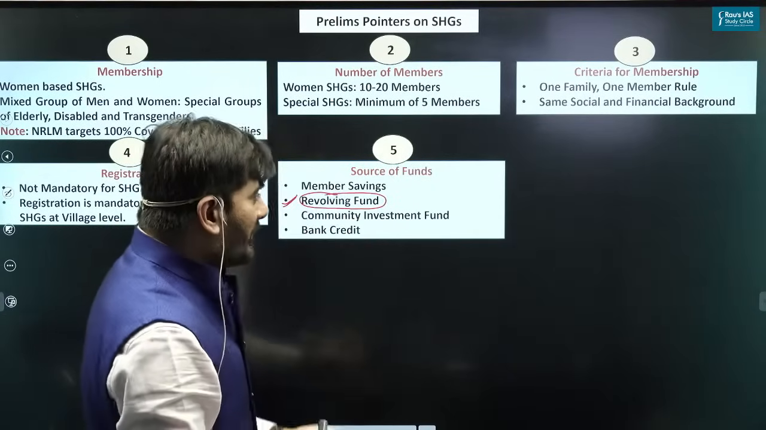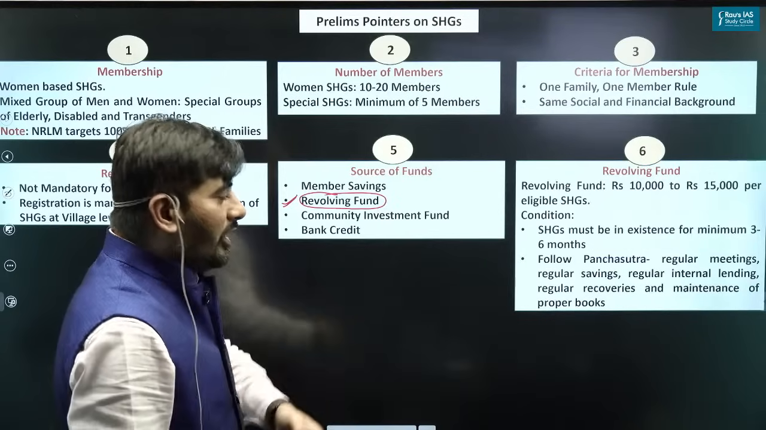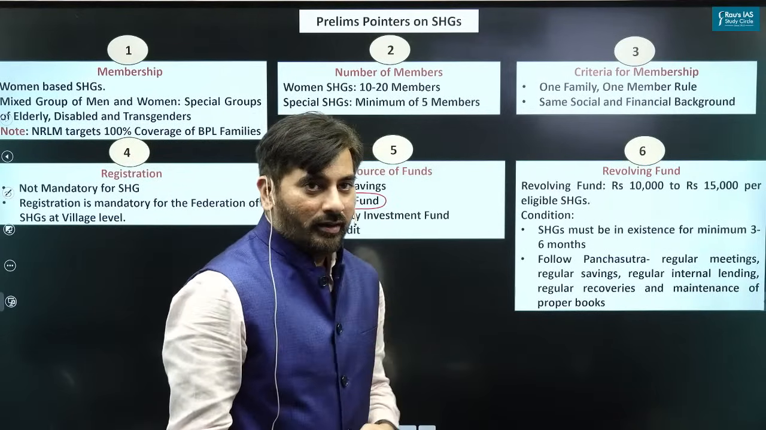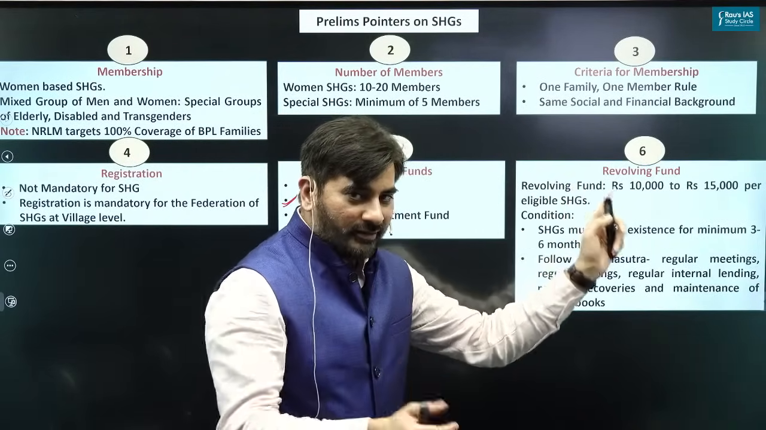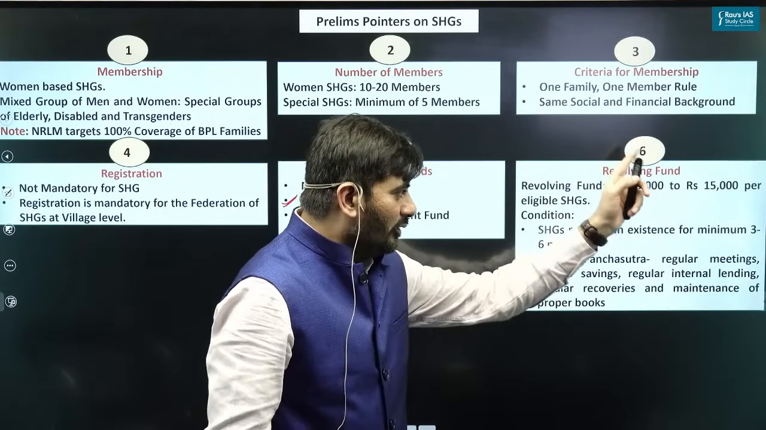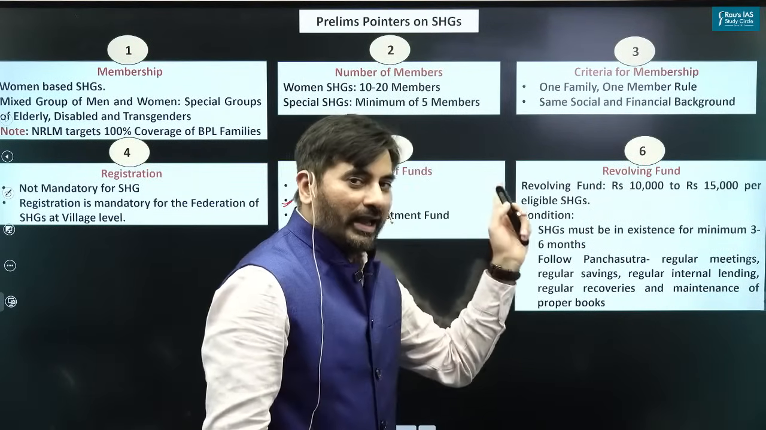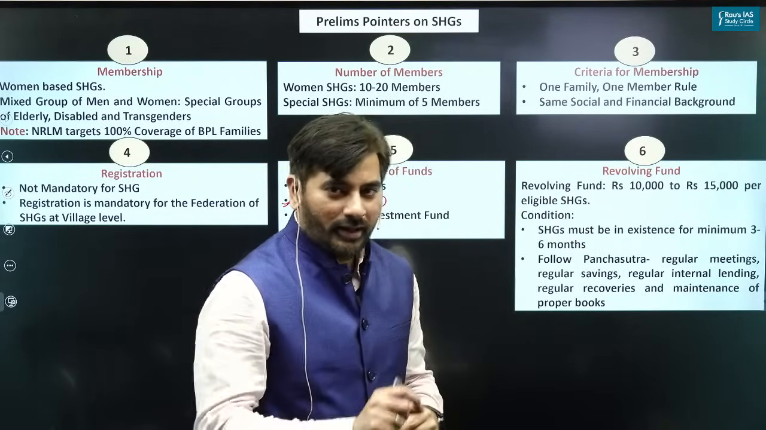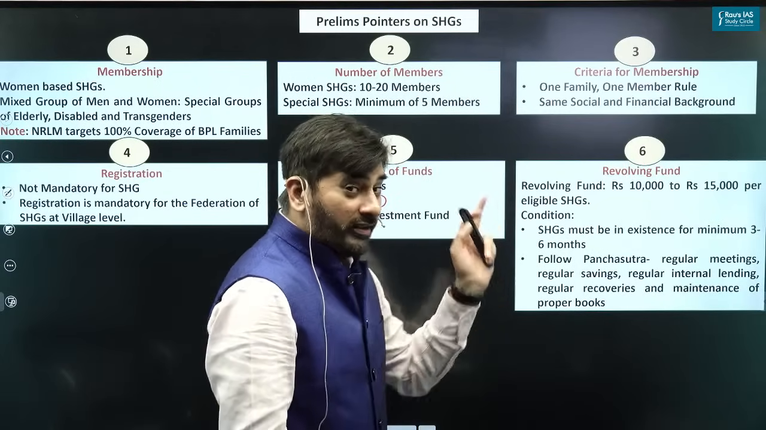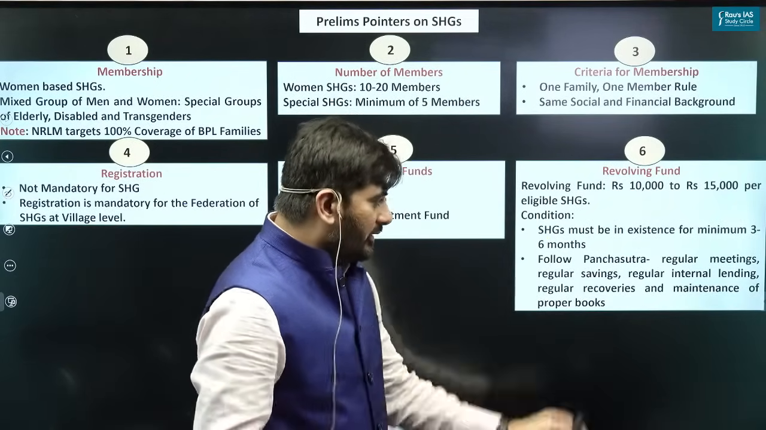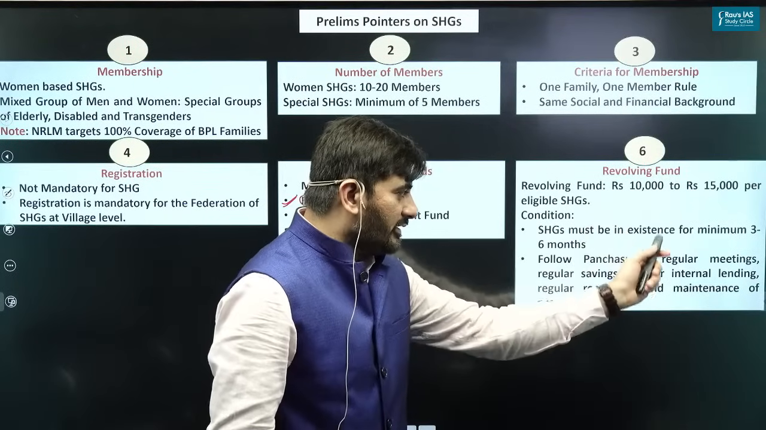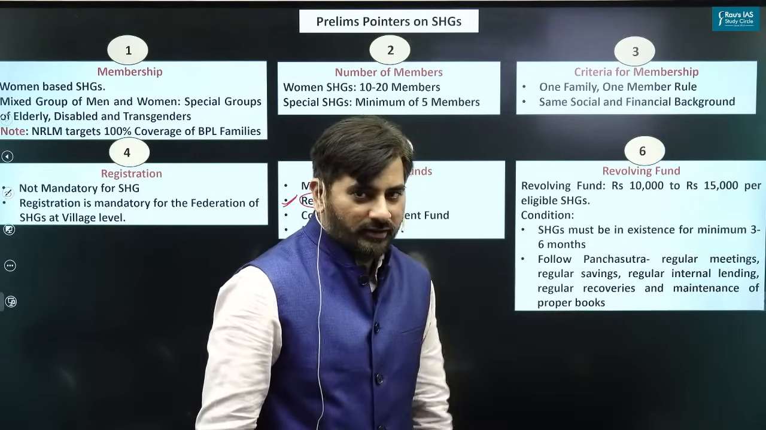Now question is, how much is the total revolving fund? You can see government provides for a revolving fund assistance of rupees 10,000 to 15,000 per eligible SHG. 10 to 15,000. What is the condition to get the funding? Condition number 1, the SHG should be in existence for a minimum of 3 to 6 months.